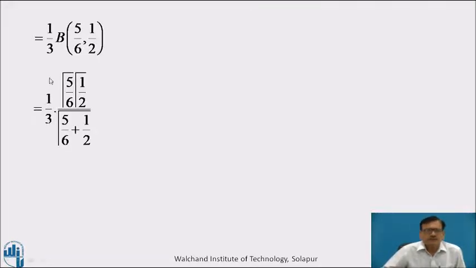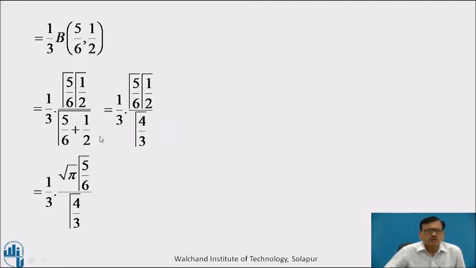Now, using the relation between beta and gamma function, we get 1 by 3 into gamma of 5 by 6 into gamma of 1 by 2 divided by gamma of 5 by 6 plus 1 by 2, and which we can write this as 1 by 3 into gamma of 5 by 6 into gamma of 1 by 2 divided by gamma of 5 by 6 plus 1 by 2 is gamma of 4 by 3, which is equal to 1 by 3 into gamma of half is root pi into gamma of 5 by 6 by gamma of 4 by 3. This was the value of the integral.